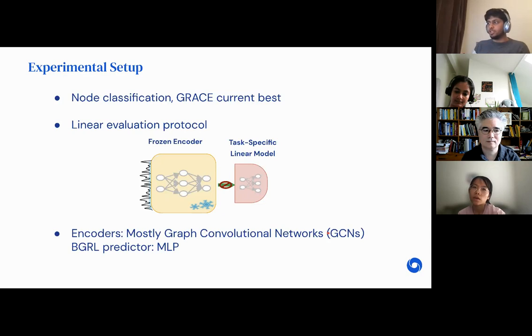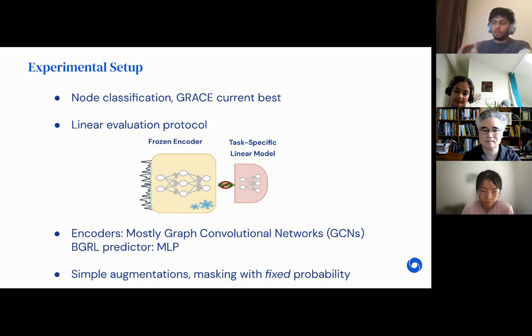For the encoders, we mostly use GCNs, though we'll see our attempts to also scale that up to attentional and message passing networks. And for the predictor P theta, we mostly used only an MLP. So for the prediction phase, we didn't take into account the graph structure. We do have some experiments where it helps slightly, but it's not clear whether that is worth the more parameters. And again, we're doing only simple augmentations. We're masking with fixed probability as opposed to using the centrality scores or anything for something a bit better. But in our experiments, we do compare with other methods that do use those, they call them adaptive augmentations, and our method does perform better overall.